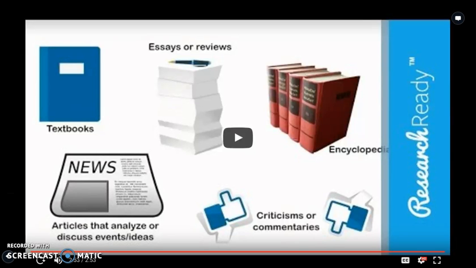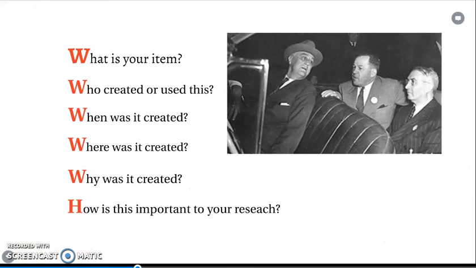So now that we know the difference between a primary and a secondary source, what makes a good primary source? Being able to figure out if a primary source is a good or useful source is as simple as employing the 5 W's and H. Who, what, where, when, why, and how. What is your item? Who created or used this? When was it created? Where was it created? Why was it created? And how is this important to your research? If you're able to identify all these questions in context to your research question, that makes a great primary source.